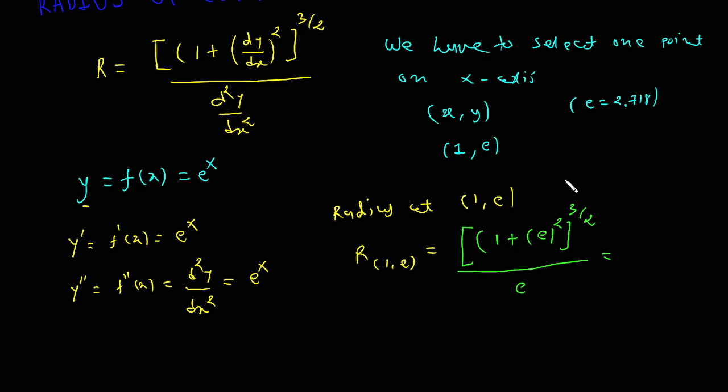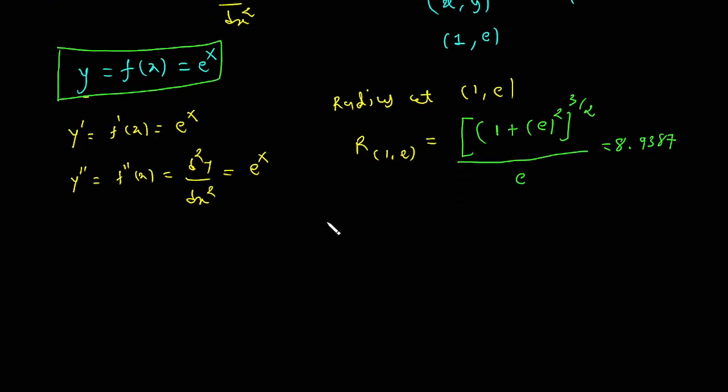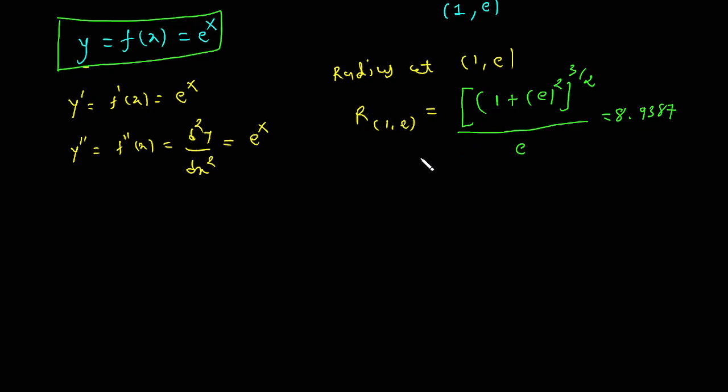Now it is simply 8.9387. Now, we have to find out the radius at this particular point on this curve here. This is our curve, which is just e to the x. But to plot the circle on the xy plane with this radius, we also need the coordinates of the center of this circle.